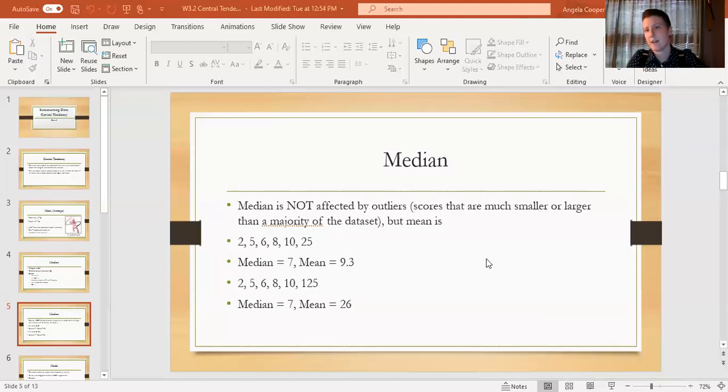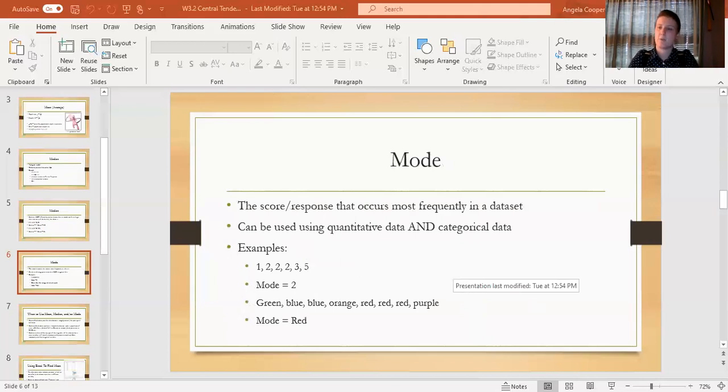So that's saying that, okay, mean is affected by those super large or super small numbers in your data set. Median is not. Median is just looking for the middle, and it doesn't matter how far the numbers outside the middle stray from it. We're just looking for the middle.